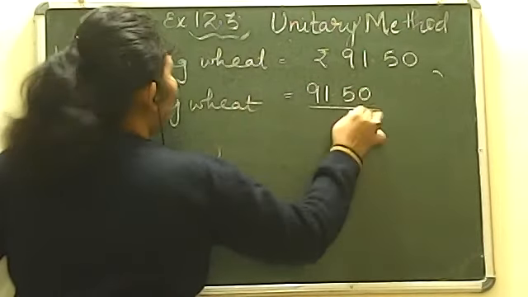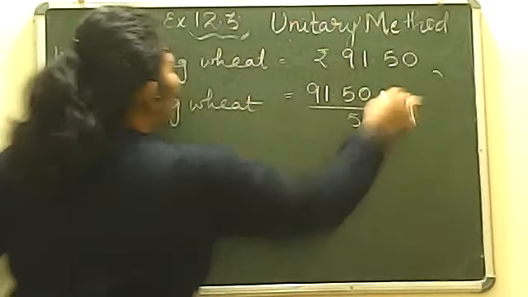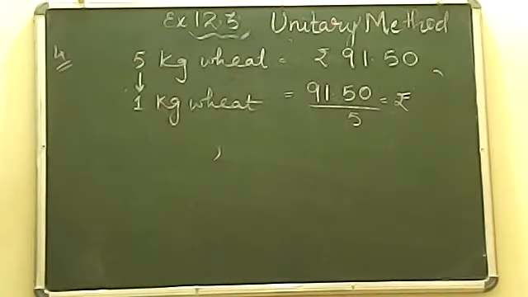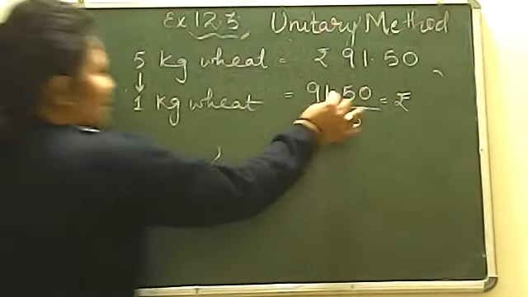91.50 divided by 5. May I know, please tell me what will you get in division form? I know the answer, but I want to hear from you people. If we will divide 91.50 by 5, what will you get in the answer? Tell me.